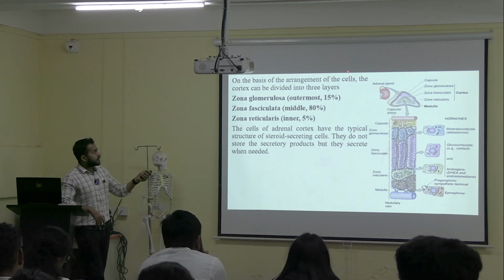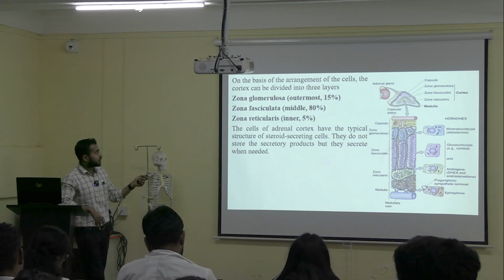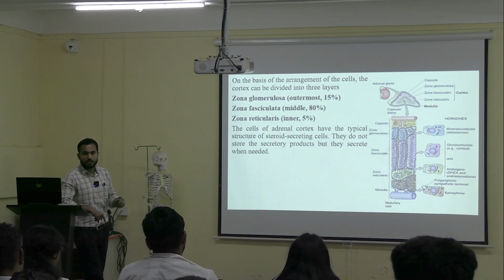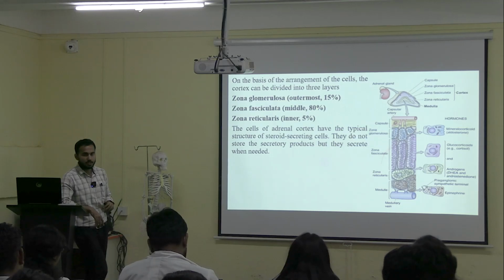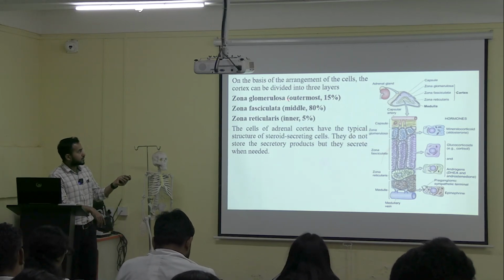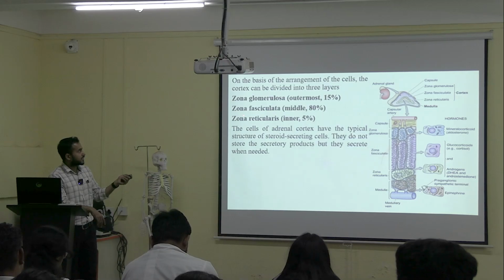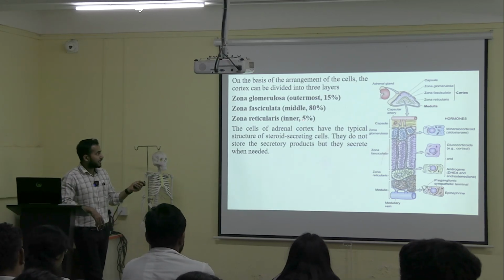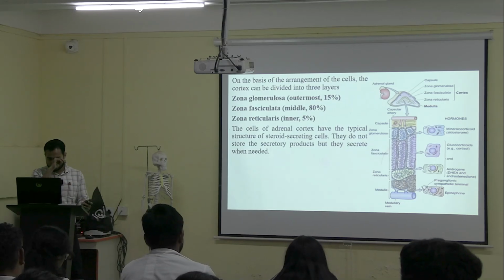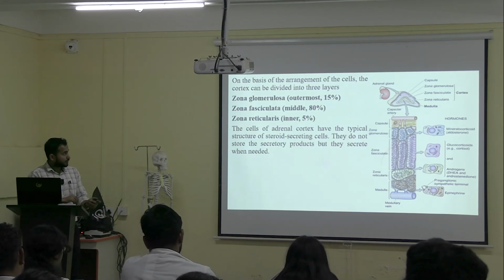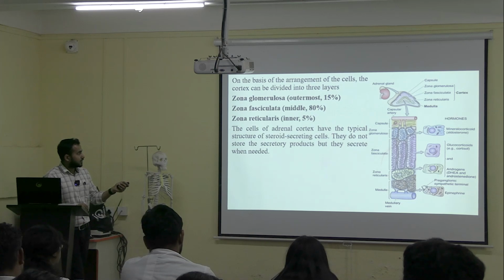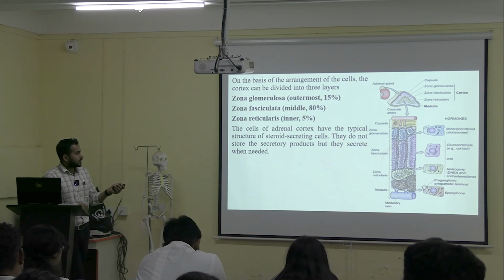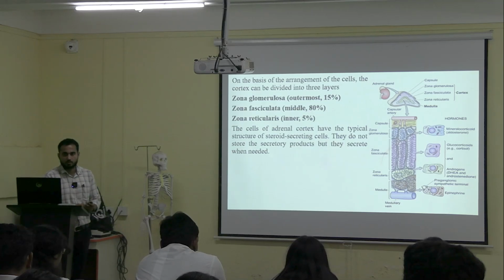On the basis of the arrangement of the cells, the cortex is divided into 3 zones. What are these 3 zones? Zona glomerulosa, zona fasciculata and zona reticularis. Among them, glomerulosa takes 15%, fasciculata occupies the middle 80%, and reticularis is the inner 5%. The cortex cells are steroid secreting cells; they do not store the secretory product, but release it whenever it is required.